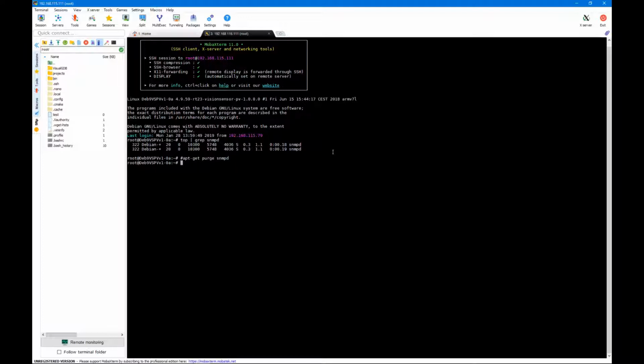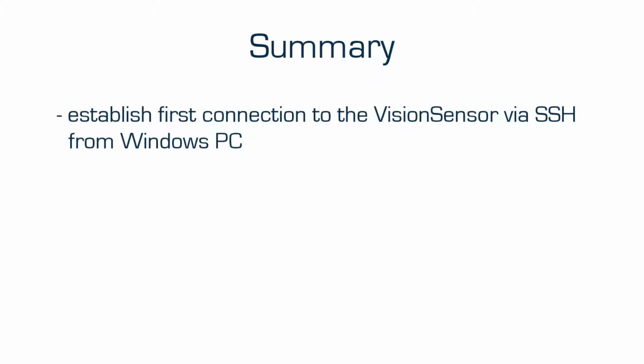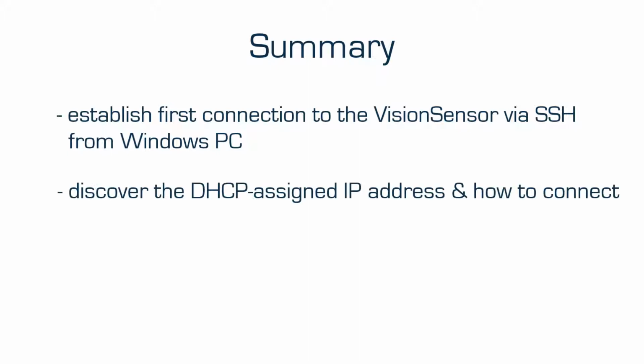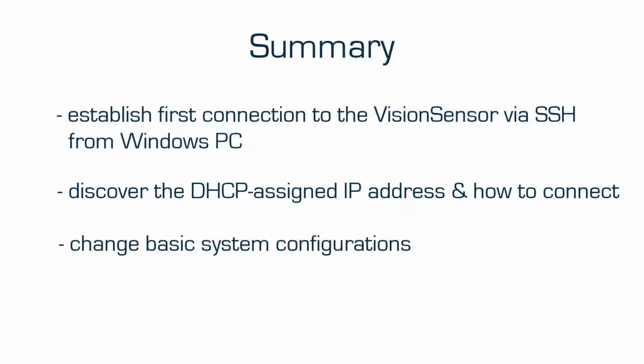To conclude this tutorial, shut down the newly configured VisionSensor by typing shutdown now. The SSH connection will be automatically disconnected. In this tutorial, we have established a first connection to the VisionSensor via SSH from a Windows PC. We have shown how to discover the DHCP assigned IP address of the device and how to connect to it, as well as changing some basic system configurations.